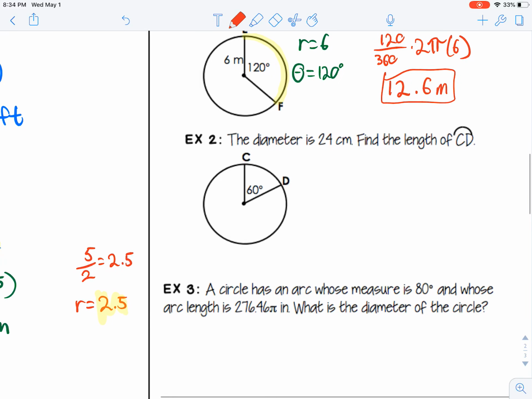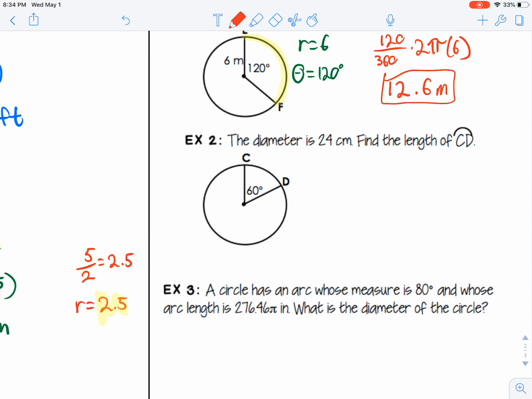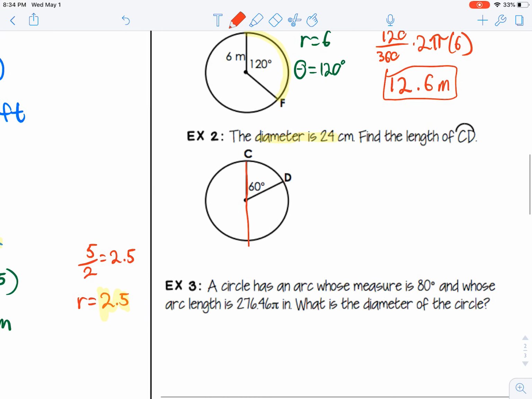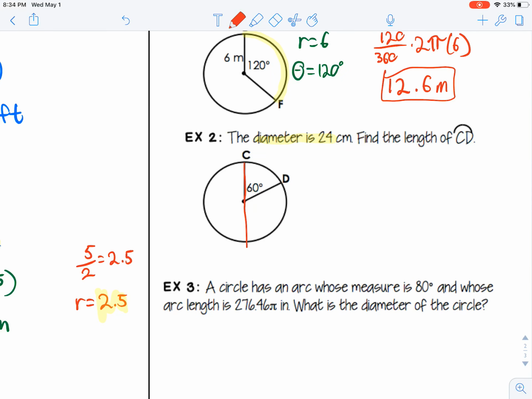Alright, so let's go down to this next one. Alright, well, this is the next example. Oh man, they say that the diameter is 24. Okay, let's go ahead and draw a diameter in this using that point C. So from C to the center to the other side, that's going to be 12. That whole thing is going to be 24.